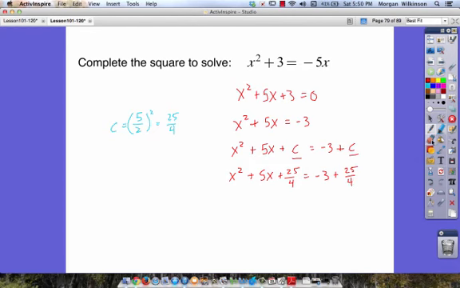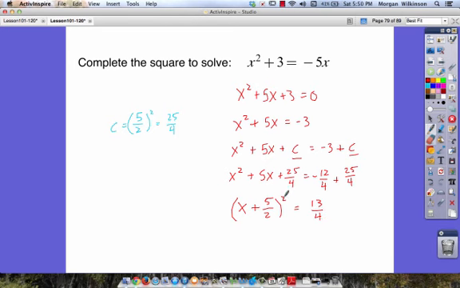And now, for this one, instead of rewriting the negative 3 here, I'm going to write that as a fraction. That's going to be negative 12/4, because that's the same as negative 3. Now we can factor our trinomial into a binomial. That's going to be x plus b over 2, 5 over 2, squared. And it'll always be that same pattern. You take your b value and half it to get what goes here. That's going to equal 13/4.